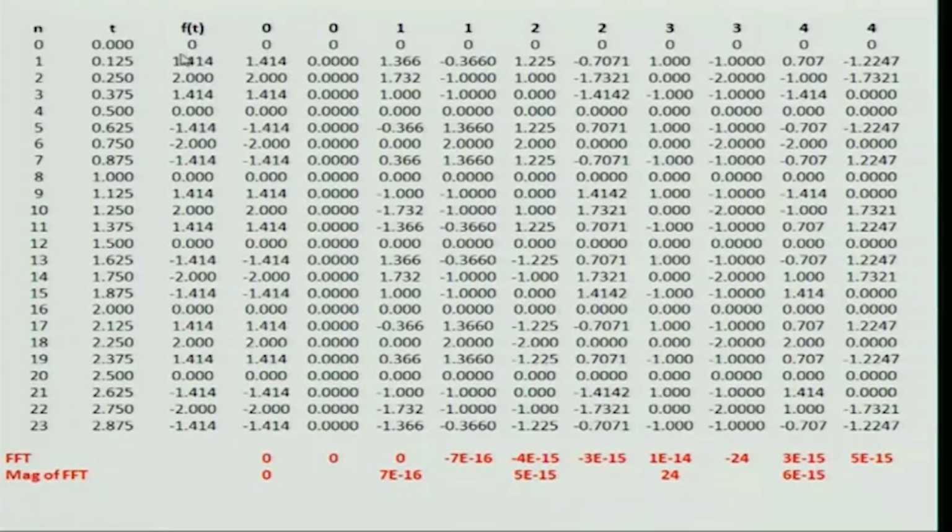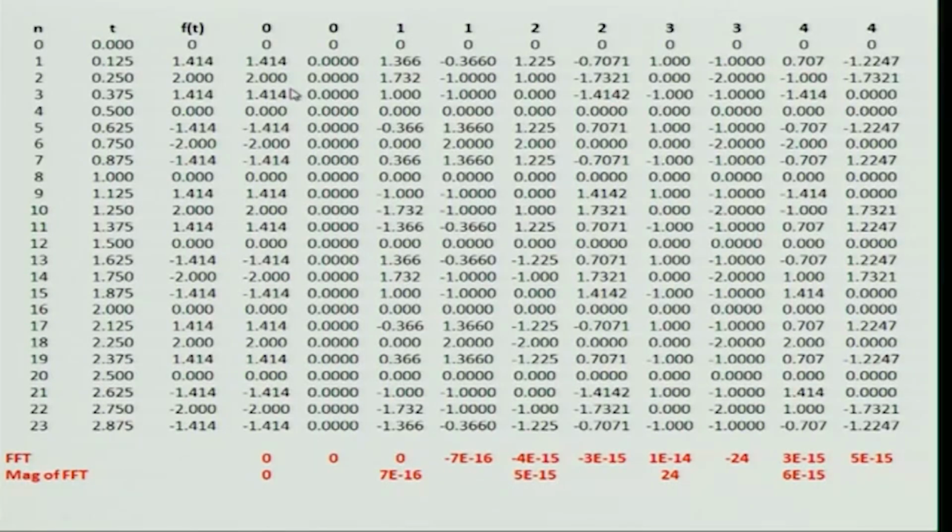Then the next column is for ft, and this is the value of that function, which is 2 sine 2 pi f times time. And then these rows correspond to different values of k, and here I have included information only till k equals 4, because I could not go on beyond this screen, but this would continue to 5, 6, 7 till 23.